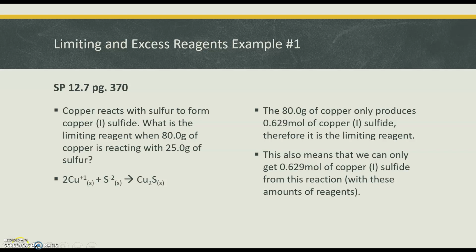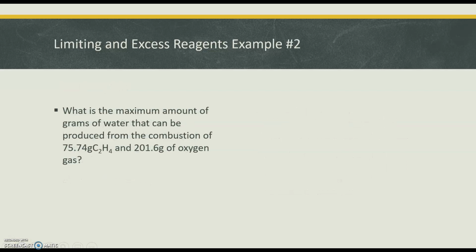Let's try another example. What is the maximum amount of grams of water that can be produced from the combustion reaction of 75.74 grams C2H4 and 201.6 grams of oxygen gas? Pause the video to set up this equation. Here's what I got. Remember, in a combustion reaction, we're always going to produce carbon dioxide and water.